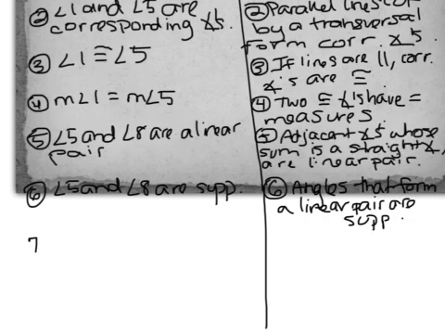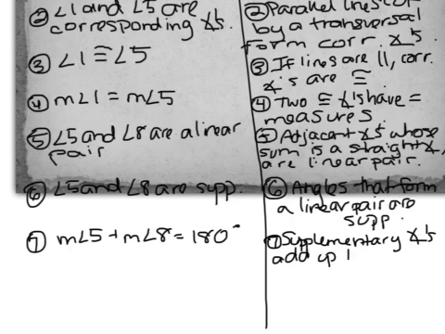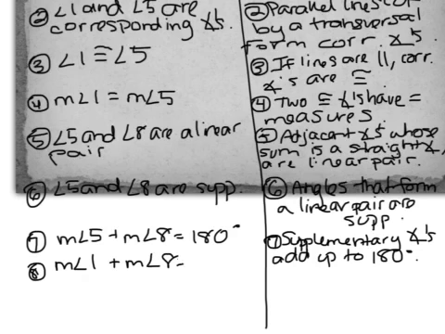Which means that the measure of angle 5 plus the measure of angle 8 is 180 degrees, because supplementary angles add up to 180 degrees. Now using substitution, since the measure of angle 1 equals the measure of angle 5, instead of the measure of angle 5 here, I'm going to write it as the measure of angle 1 plus the measure of angle 8 is 180 degrees using substitution property.